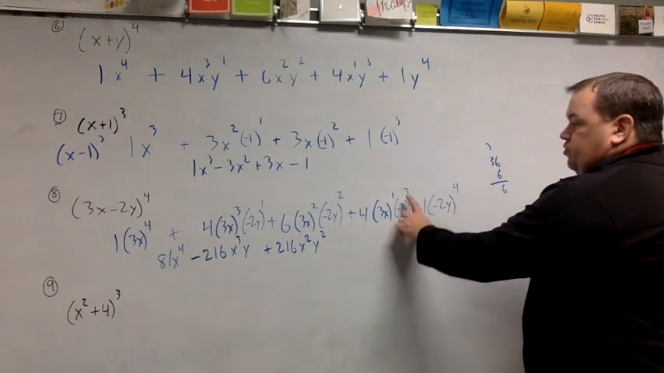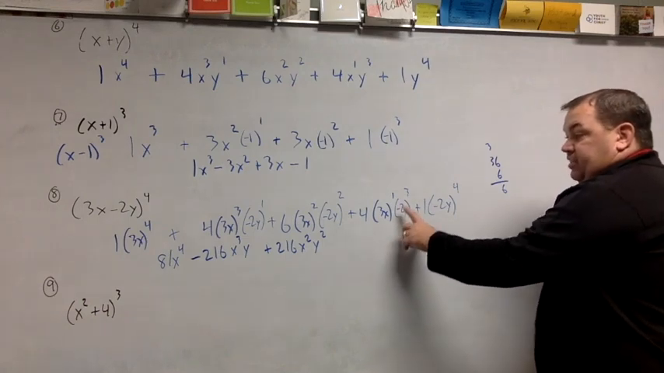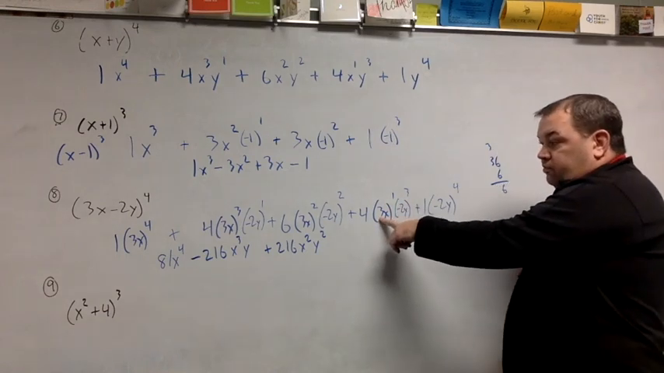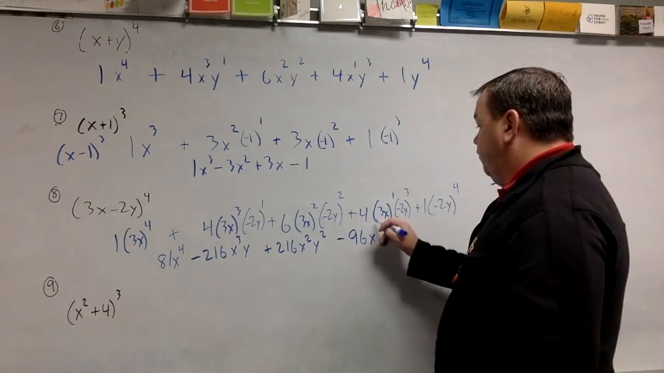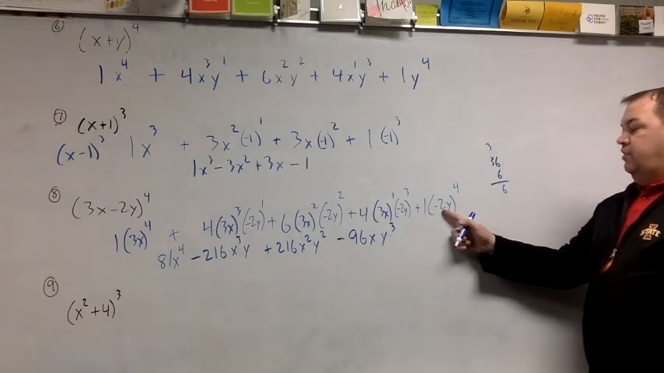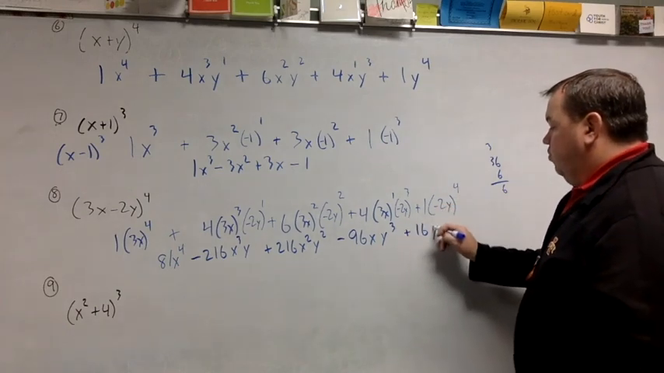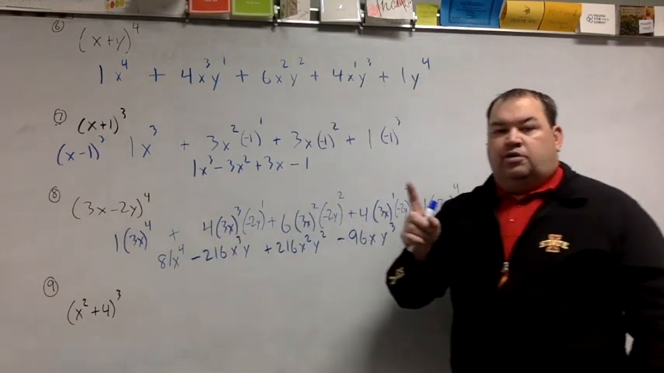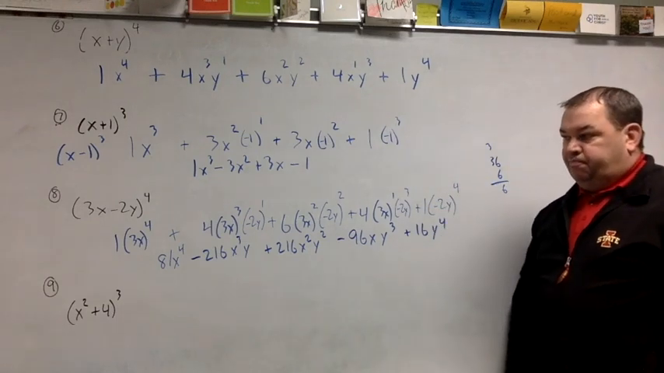Here I'm going to do the negative 2 cubed. That gives me a negative number, negative 8. And I'm going to take the negative 8 times the 3. That's a negative 24. And negative 24 times 4 is a negative 96. X to the first, y cubed. And my last term here is negative 2 to the fourth, that's 16, and 16 times 1 is still 16, y to the fourth. Here's the full expansion of that binomial. No FOIL, no box method, no distributing, just using the binomial theorem.